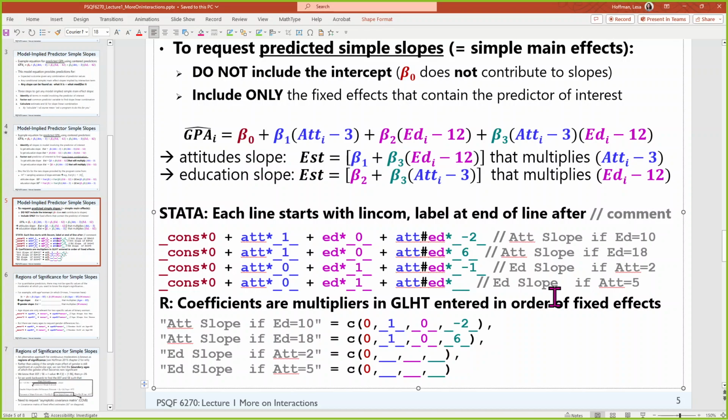What goes here if attitudes is 5? 2. Very good. So the first 2 times through, I am filling in what I want ed to be as the moderator. Now I am filling in what I want at to be as the moderator. That's the tricky part. And then down here, finishing it up, 1 of those, minus 1 of those, that. Excellent. We got it.